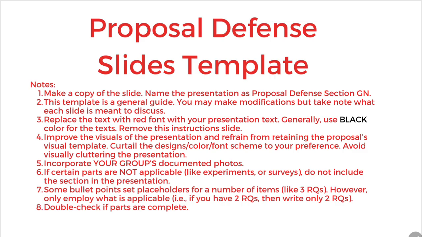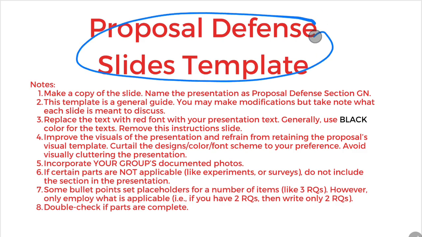And for this video tutorial, I'm going to walk you through how to complete the proposal defense slides template. We begin by making a copy of this slides presentation and naming it using this particular format: proposal defense, section, and then group number. Take note that this is a general guide only and modifications are still up to you. But make sure that you present each section expected to be discussed in the proposal.